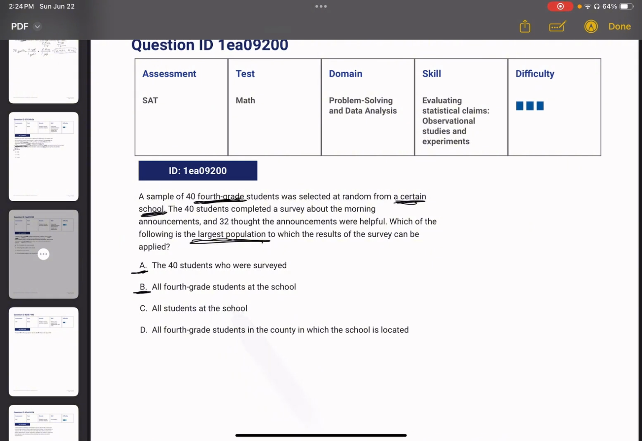Now we have all students at the school. Since we didn't have multiple grade levels included in the survey, we can't assume this, or we can't gather results from this population. And then our last answer, all fourth grade students in the county in which the school is located. Also no, since the only participants in the study were from one school. So since this is smaller and this is a greater sample size, since it's saying all fourth grade students instead of just 40 students, B would be our answer for this question.